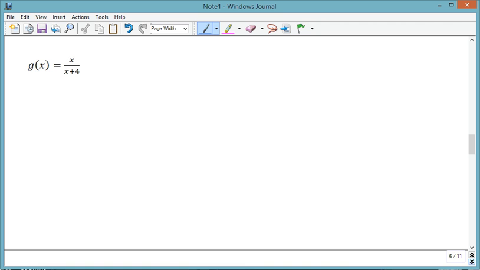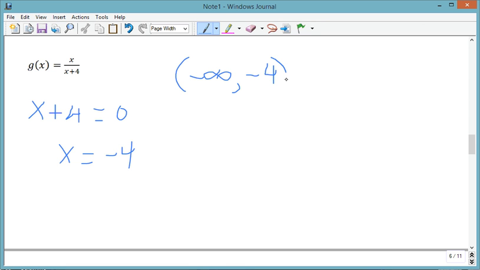Well, it's easy to see this without even doing the work, but in case there was one where it wasn't so easy to see, we just set the denominator equal to 0 and solve. Right? So if x is negative 4, the denominator will be 0, so that means my domain cannot be negative 4. So in interval notation, we would go from negative infinity to negative 4, don't include that negative 4, and then from negative 4 to infinity.